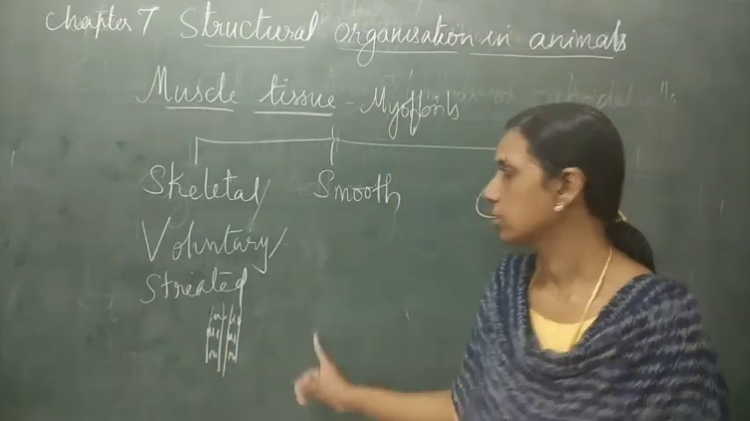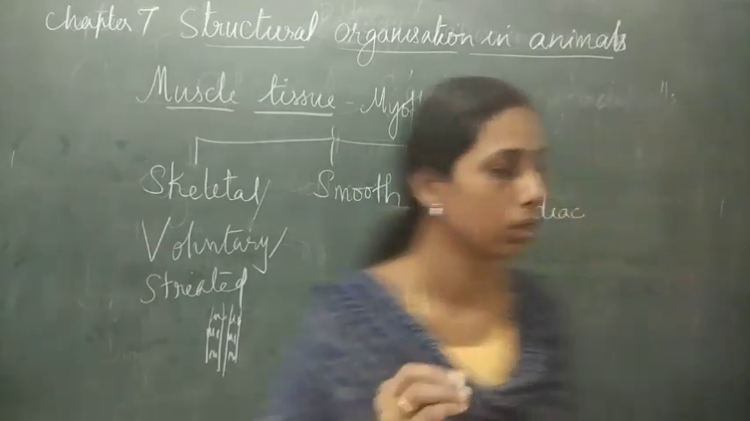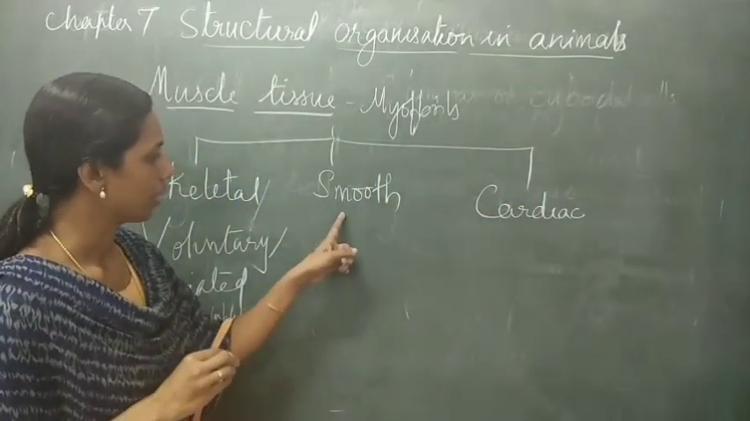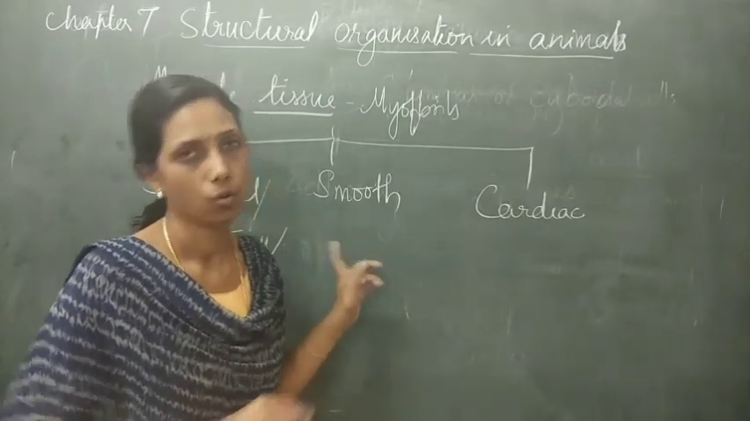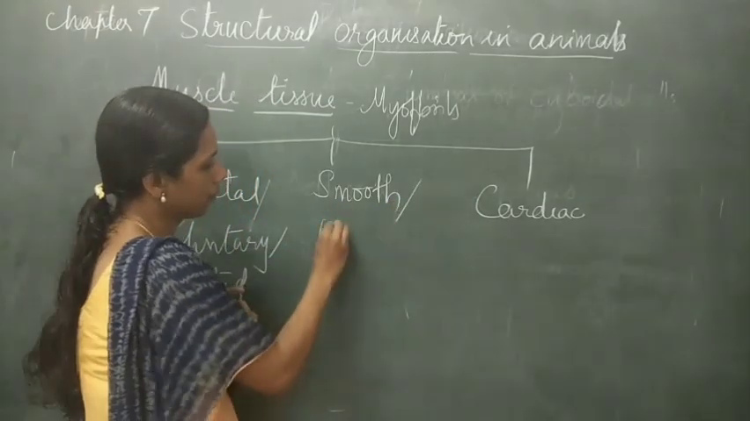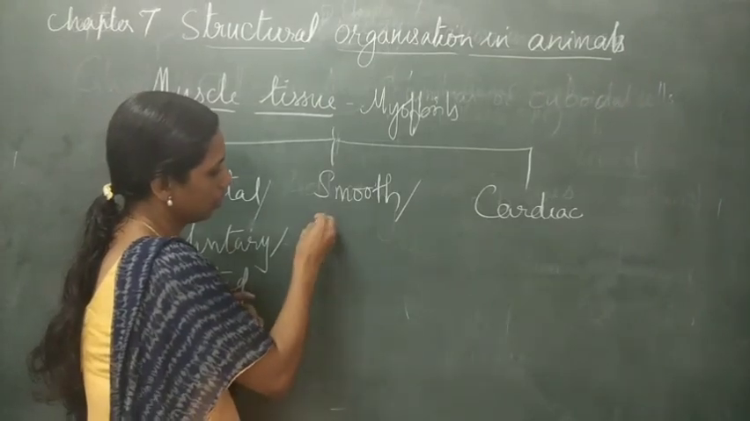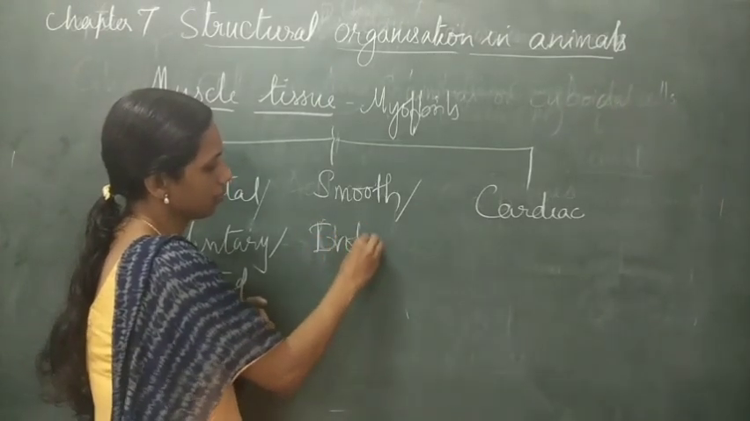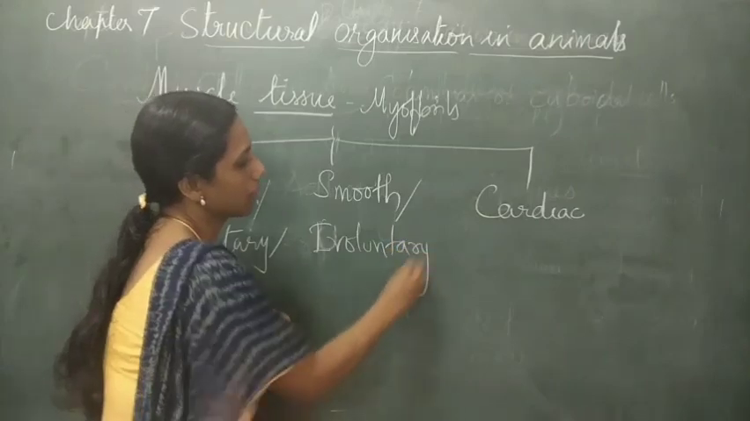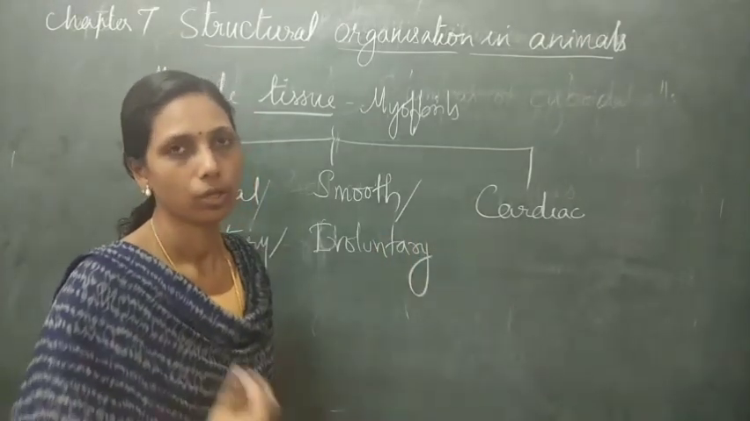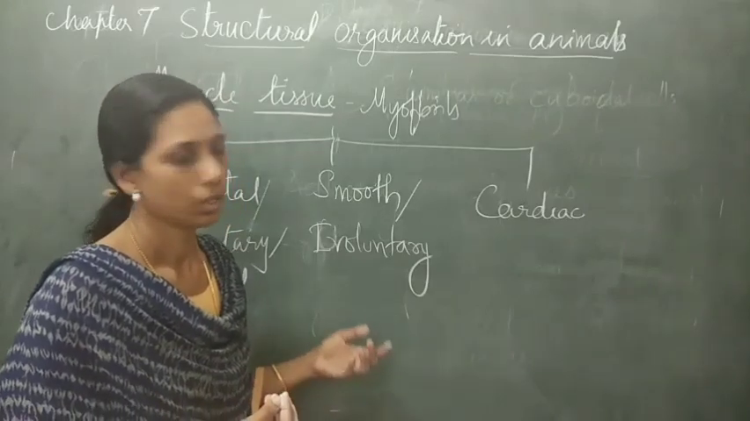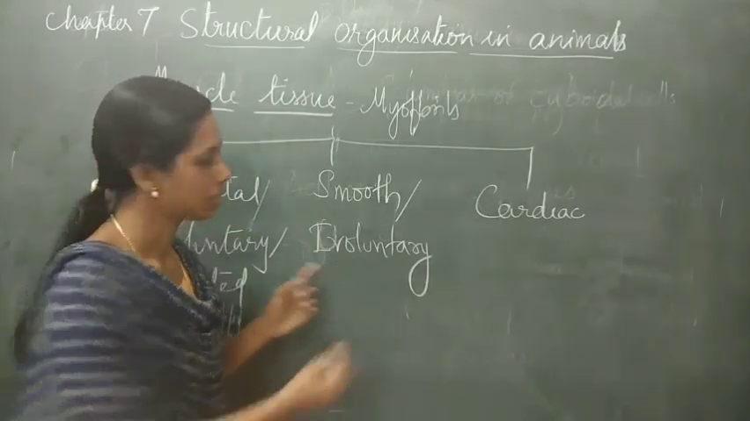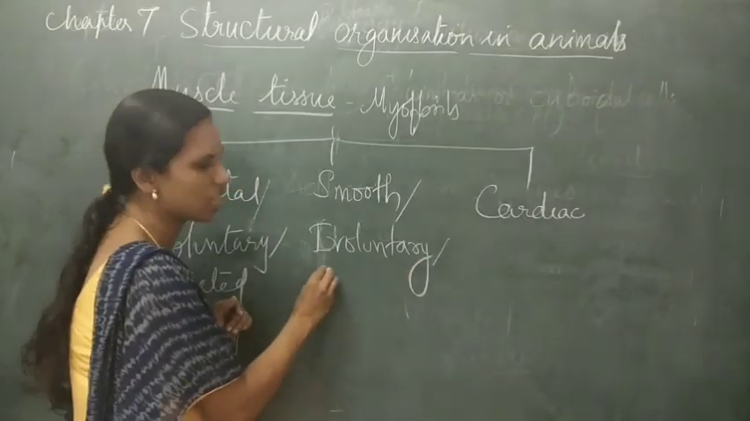Now coming to the second one, smooth muscles. Where are they present? They are present in the walls of the internal organs. They are also called involuntary muscles because we know the muscles of the internal organs cannot be moved according to our will. They function whenever the need comes. So they are called involuntary muscles and they don't have striations.